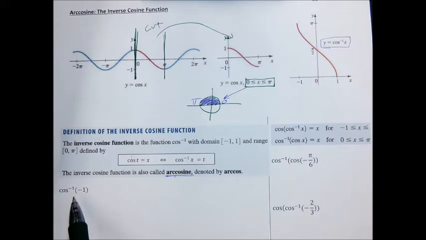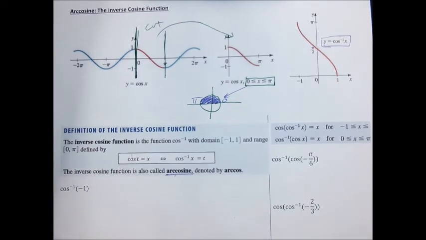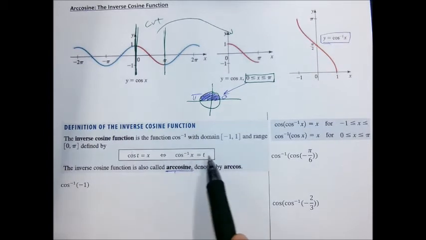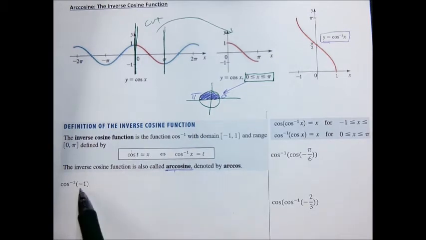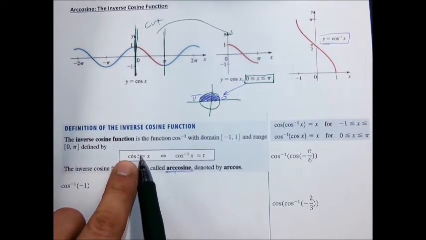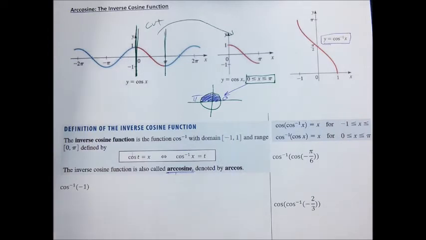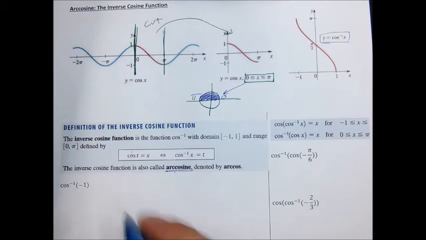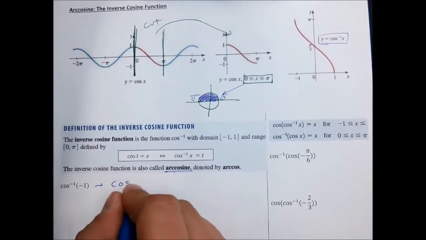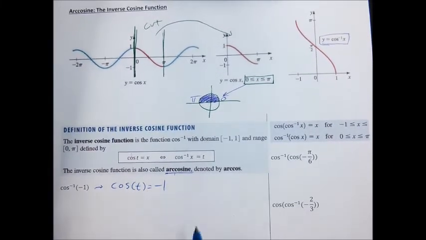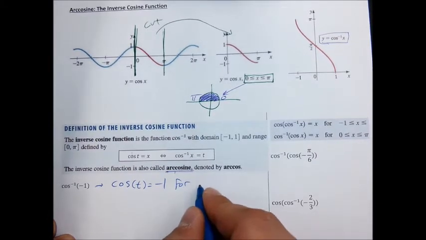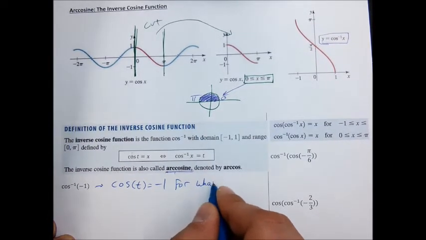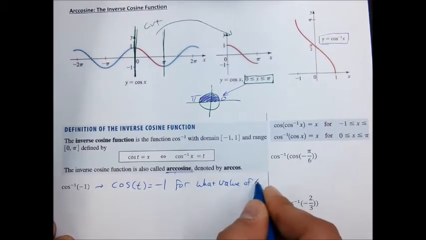Okay, great. So let's look at this problem. If we want to know cosine inverse of minus 1, that looks like this situation, right? We're sending the x value back to the t value. And so in order to solve this problem, we want to think about where it came from. What do I have to plug into cosine to get minus 1 in the first place? So cosine of what equals negative 1? For what value of t? That's the question.